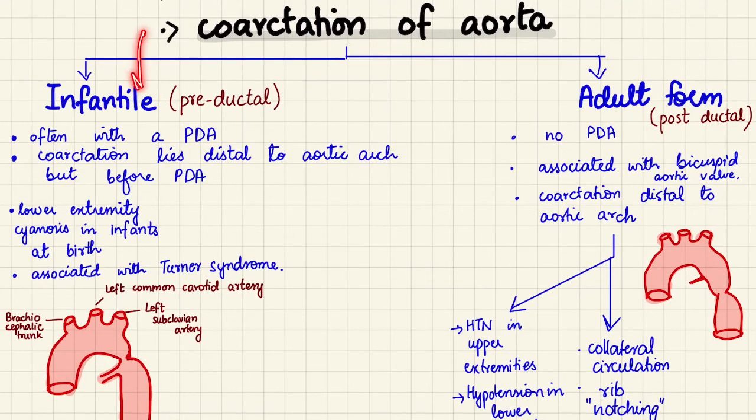Okay, the infantile form or the preductal form is often associated with the patent ductus arteriosus, but in this case the coarctation, the constriction of the aorta, will lie distal to the aortic arch, but before the PDA. Okay, so this is something you need to remember.